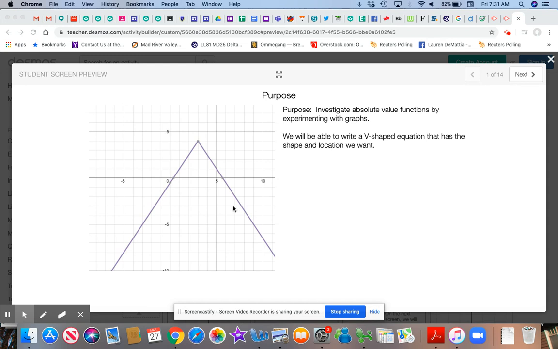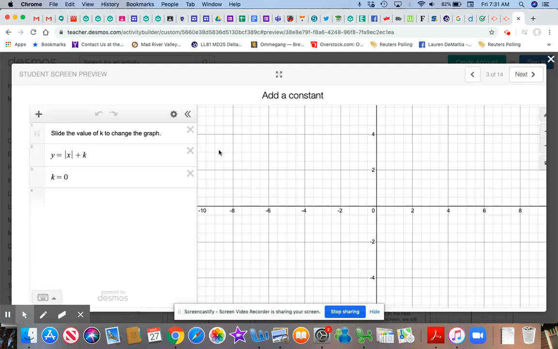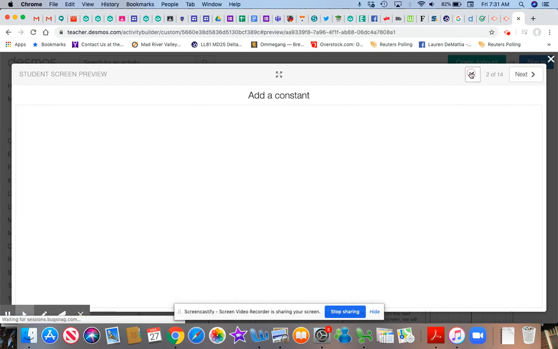So anyway, the purpose is to investigate absolute value functions by experimenting with graphs. We'll be able to write a V-shaped equation that has the shape and location we want. This is a Desmos activity that I'm going to assign you guys. And the good news is you can watch this video and then do the Desmos activity and you can get most of it done. All right, so let's move on. That's the first screen, and we're going to go to the next screen. We move one forward. All right.